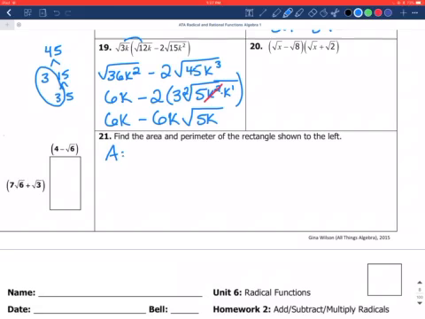So for 21, I'll set this up for you. I'd like for you to challenge yourself and finish it out. To find the area you are multiplying. You'll have plenty of challenge on the homework, so I'll do it with you.